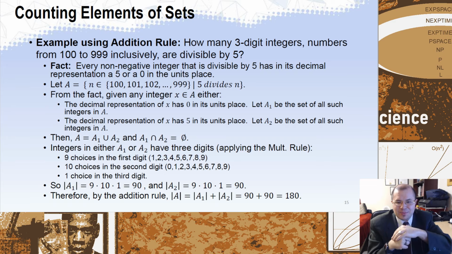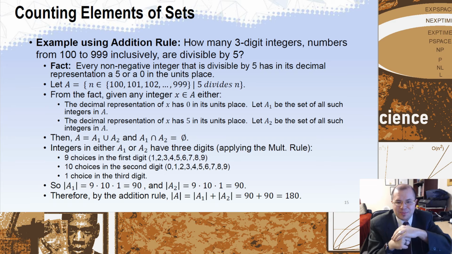Then in the second digit, the tens digit, I have 0 through 9, so I have 10 choices. And ultimately, if it's A sub 1, it's going to have a 0 in it, and if it's A sub 2, it's going to have a 5 in it. So that means there's only going to be one choice in the third digit, the units digit. So the cardinality of A sub 1 has to be 9 times 10 times 1. Each case this applies, because fortunately, the third choice is just 1 for each one of them, which is nice.